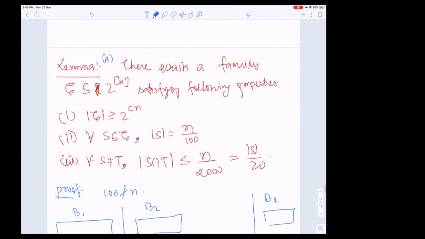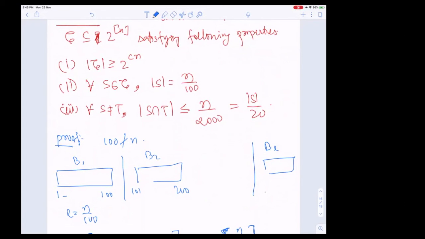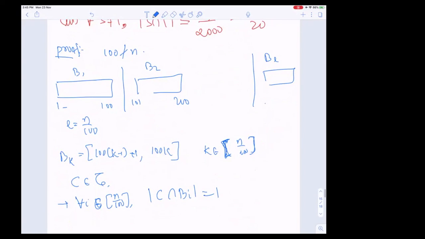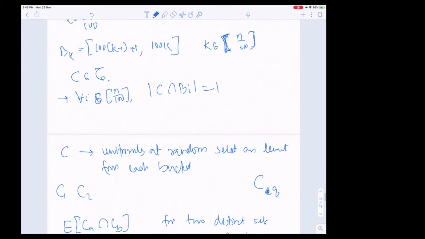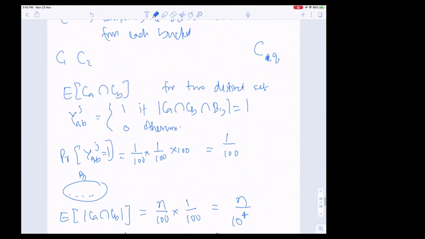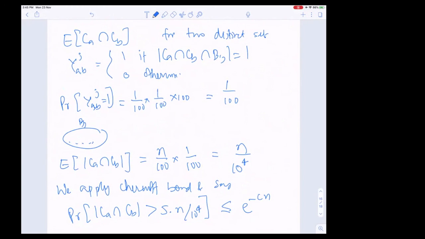So this is just a proof by the probabilistic method. What we did: we constructed B1 to BL of size 100 each. Then we constructed the Ci's by picking one element from each Bi uniformly at random, and we created Q such sets. Then we analyzed the properties of these sets. First we computed the expectation of the intersection, which is n over 10 to the power 4. Then we used the Chernoff bound to show that the probability of being far off from its expectation is e to the power minus Cn.